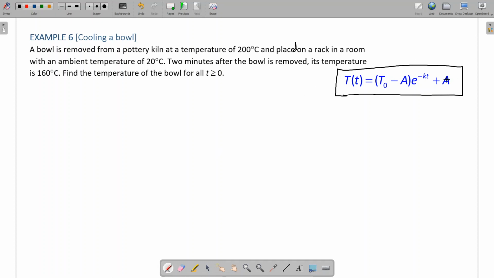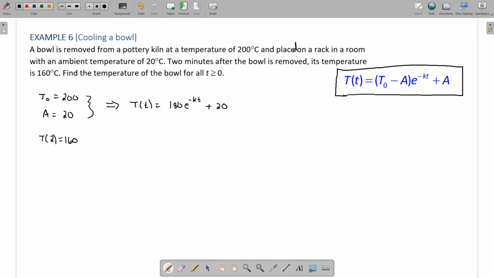So, we have most of the information for this. For example, we know that the initial temperature of the object was 200. We know that the ambient temperature in the room is 20 degrees Celsius. And we also know that if we plug 2 into our function, we get out 160. So let's put these first. This tells us that our function T of t is 200 minus 20, which would be 180. That's the difference in the starting temperature and the ambient temperature. E to the negative kt plus ambient temperature, which is 20.